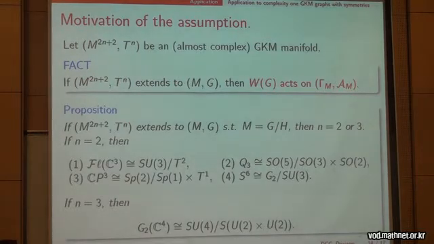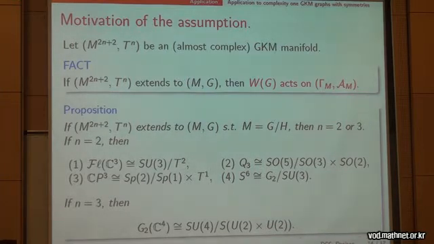And I also have this proposition. Actually, this proposition is known from the Borel–Shintaro classification result of the maximal rank compact subgroups. So let M^2n with T^n extend to G, and moreover, this G action is transitive. Then this n must be 2 or 3. It means that the dimension of the GKM manifold is 6 or 8.